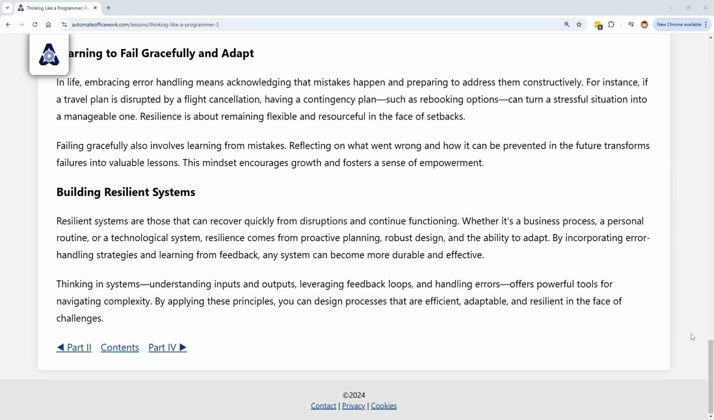Thinking in systems, understanding inputs and outputs, leveraging feedback loops, and handling errors offers powerful tools for navigating complexity. By applying these principles, you can design processes that are efficient, adaptable, and resilient in the face of challenges.